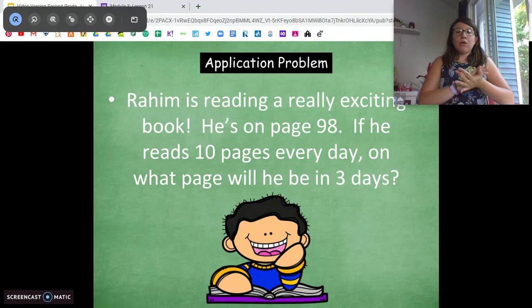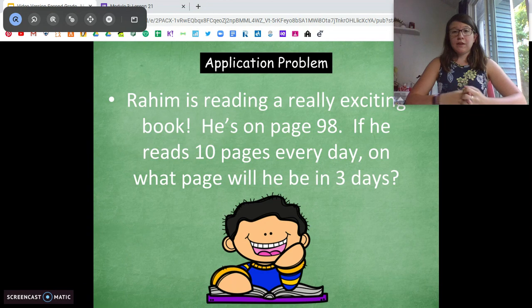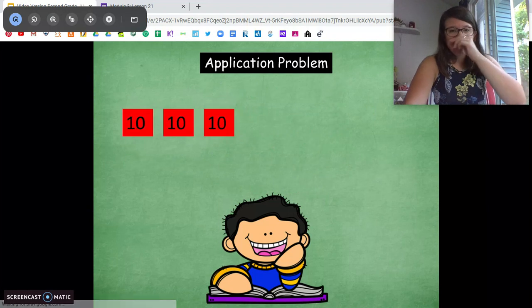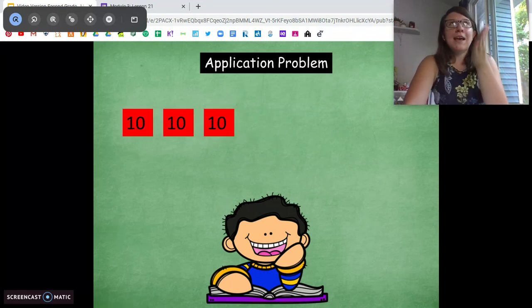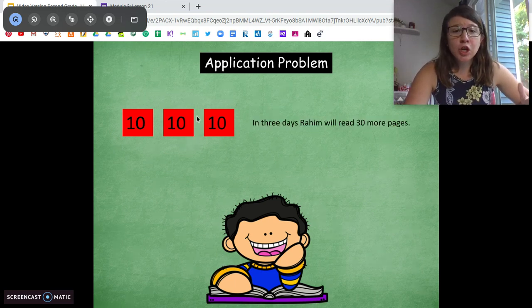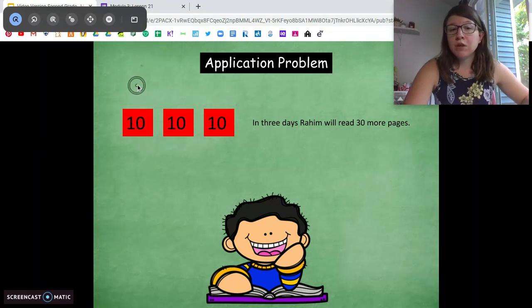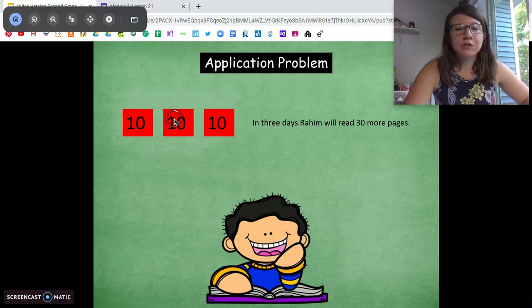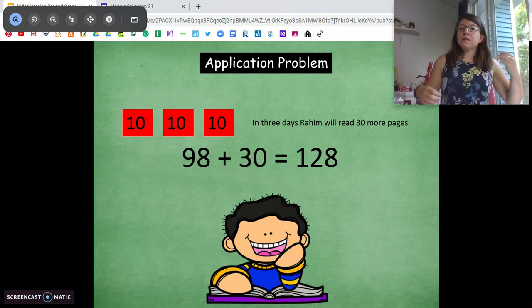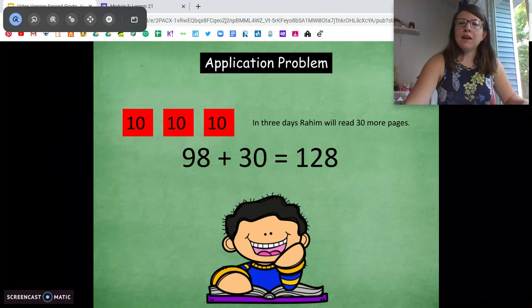Ready? Okay, let's go over it. So he's on page 98 to start, and then he's going to read 10 pages every day. So maybe you drew a picture. He's going to read 10 pages for the next 3 days. So we have 1, 2, 3 days. So he's going to read 30 pages in the next 3 days: 10, 20, 30. What you can do to start is say 98, and count by tens from 98. 98, 108, 118, 128. Or you can use a number sentence to solve. 98 plus 30 is 128.